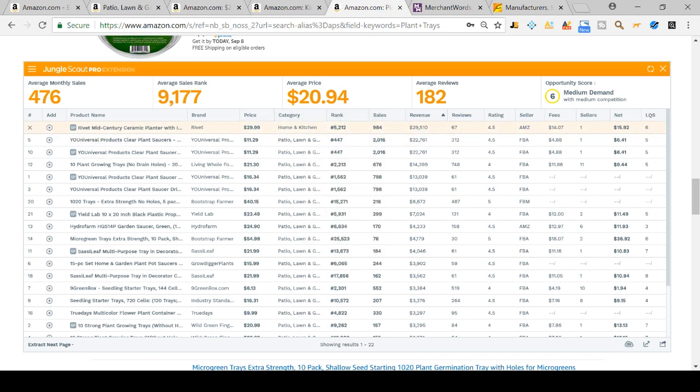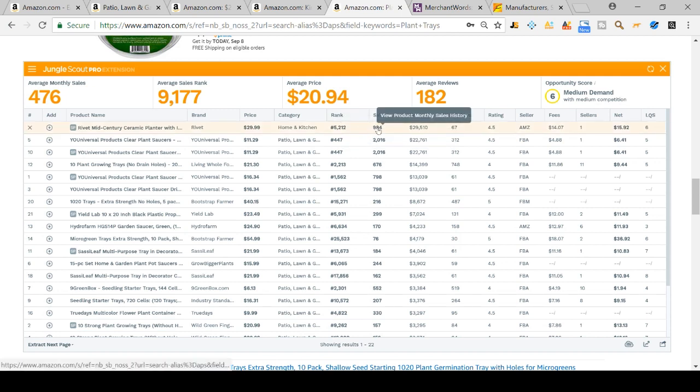So this one is doing 29,510 in monthly sales. But as I said in my earlier videos, this number is not accurate. Jungle Scout usually shows 3 times more than the actual revenue. Everything else, the review count, the rating count, the seller, the fees, everything else is pretty much accurate.